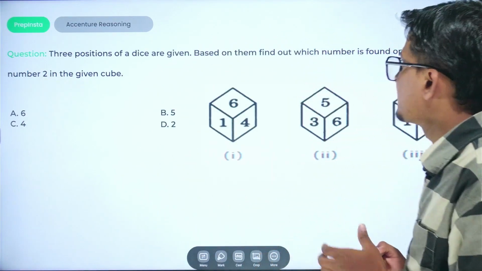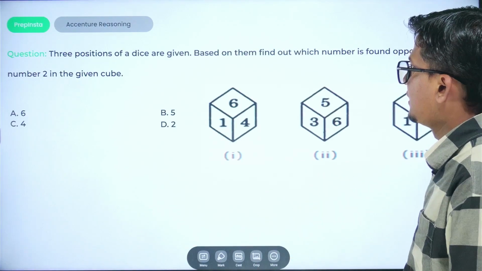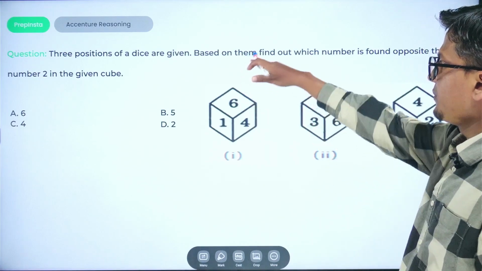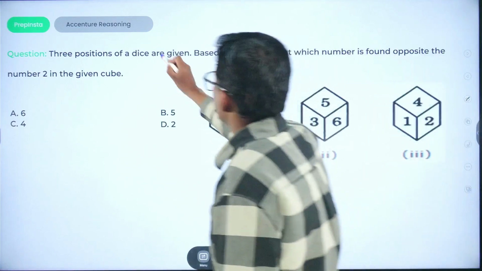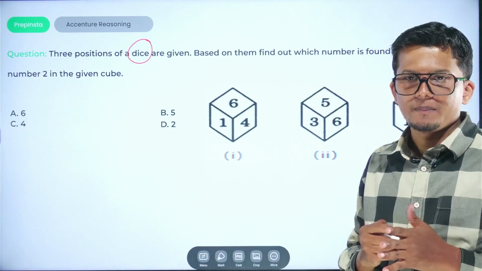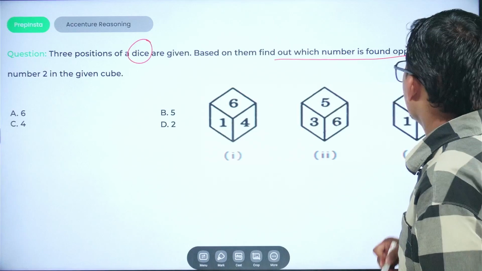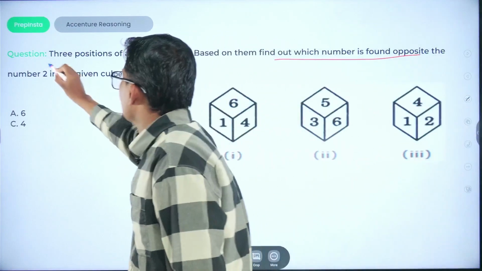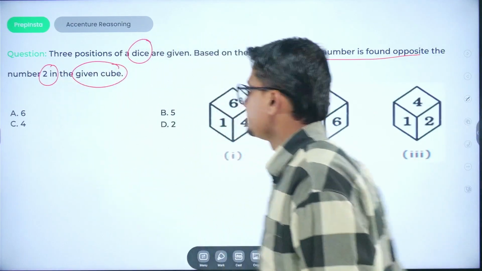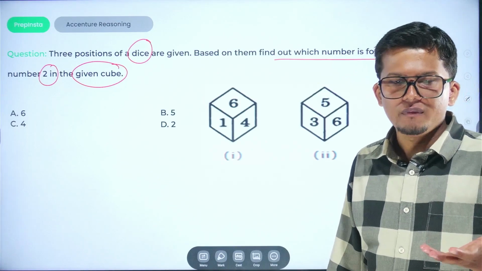Now, the next question belongs to the topic of cubes and dice. 3 positions of a dice are given. So here what we are using is a standard dice. Based on them, find out which number is found opposite the number 2 in the given cube. First of all, you need to understand the logic of a cube.